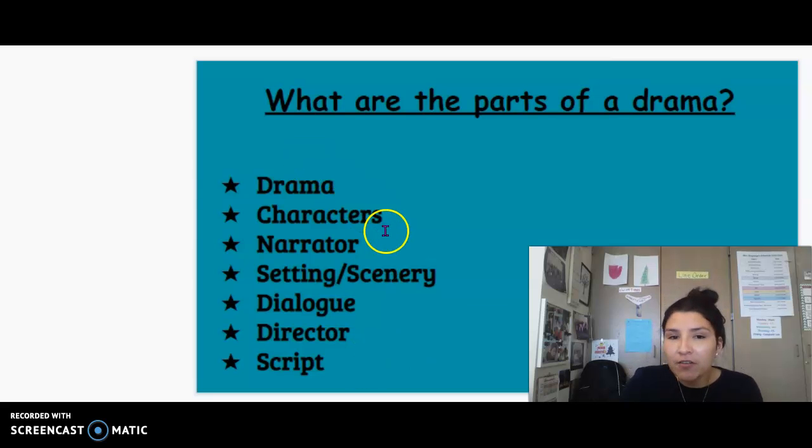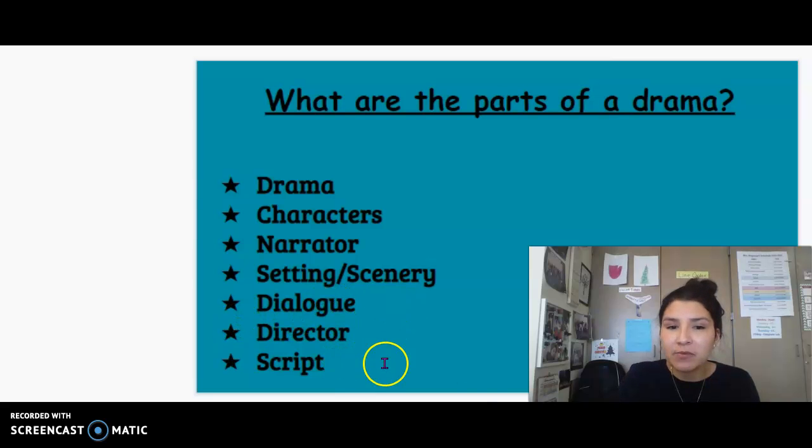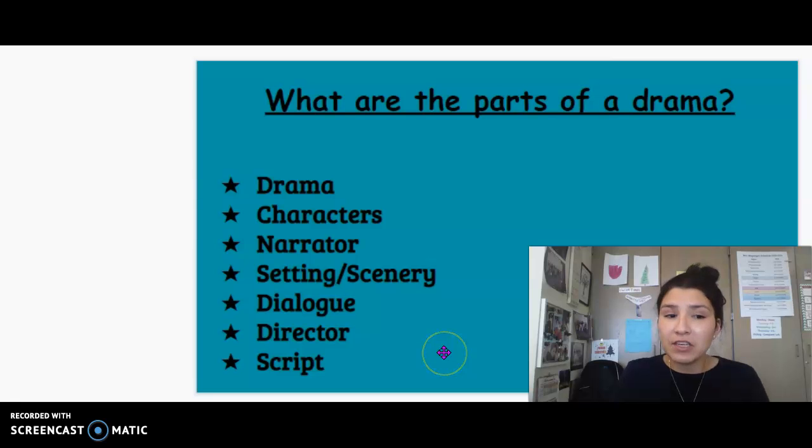Now, we've already gone over characters, narrator, setting, scenery, dialogue, and script. So that leaves us with director. So I know that's a new word for you. We haven't gone over that at all. I haven't talked to you at all about director. So we might need some review on this, okay? So that's fine, because tomorrow, if you don't get everything today about director, tomorrow I'm going to go over all of this with you, okay? And you should have some examples of director when we go over everything tomorrow.